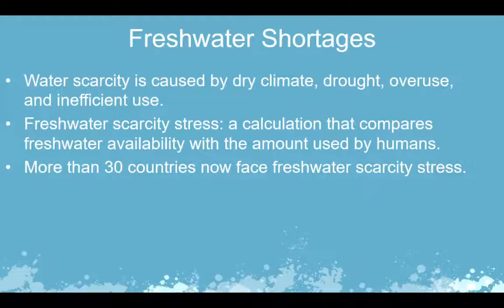Freshwater scarcity stress is a calculation that compares freshwater availability to the amount used by humans. Now, you remember when we did our nature footprint, our very first environmental footprint? They said, how many Earths and what's your overshoot day? What is the day you will use up your entire year's worth of resources? We could do the same thing by taking a look at water. And over 30 countries now face freshwater scarcity stresses.